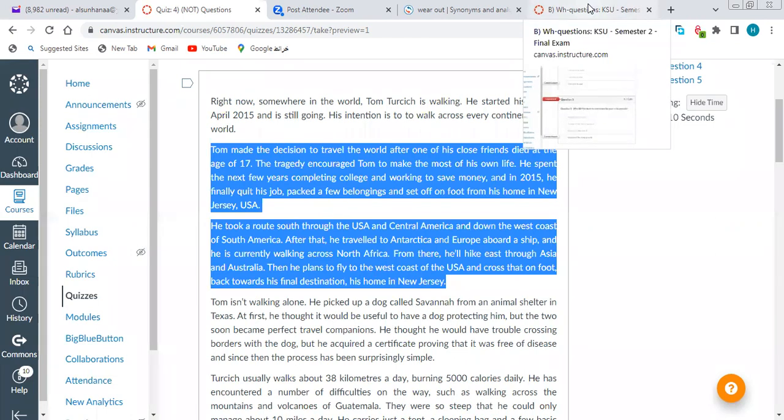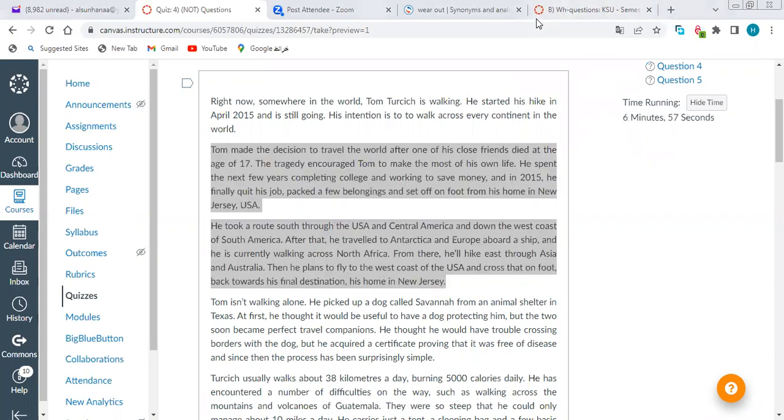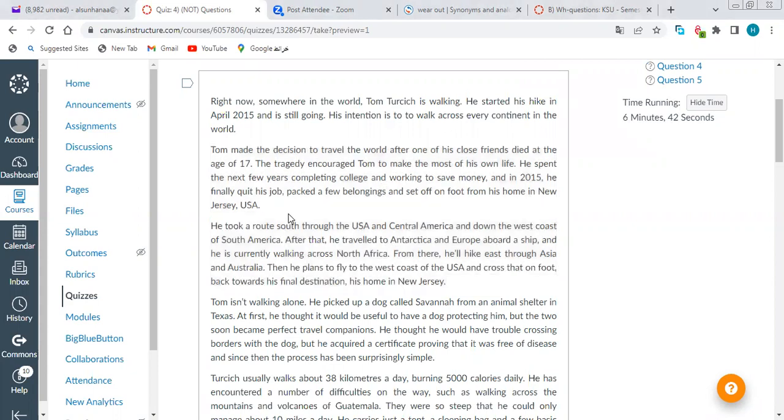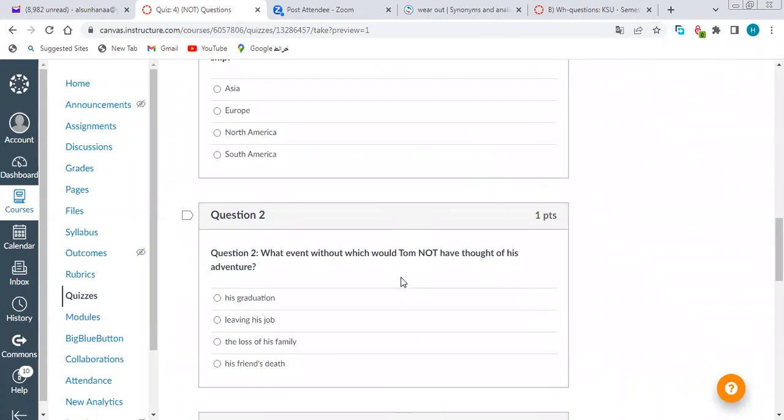You can find it in paragraph 2 or 3. I need the event without which بدون هذا الحدث Tom wouldn't undertake the adventure. Yeah, that's right. His friend's death. Of course, because his friend's death urged him to undertake the adventure. ده اللي هو موت صديقه دفعه ان هو يقوم بالمغامرة. Okay, perfect.